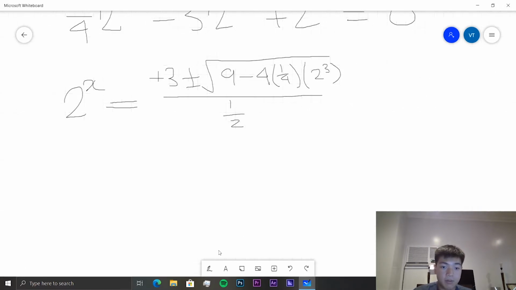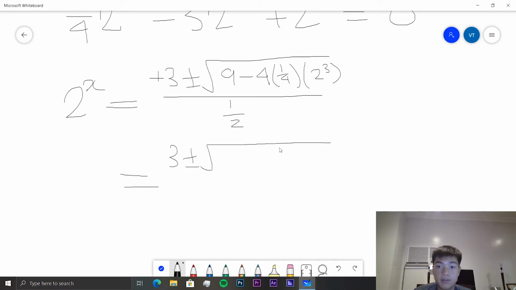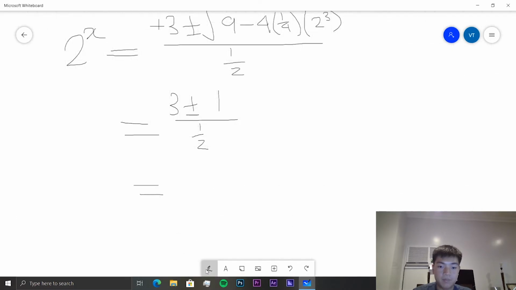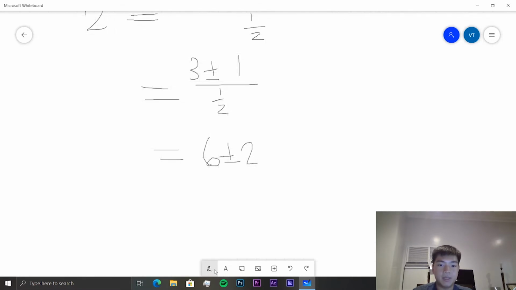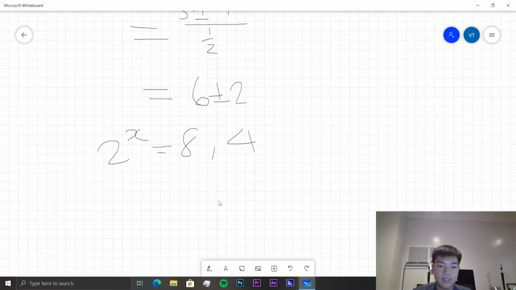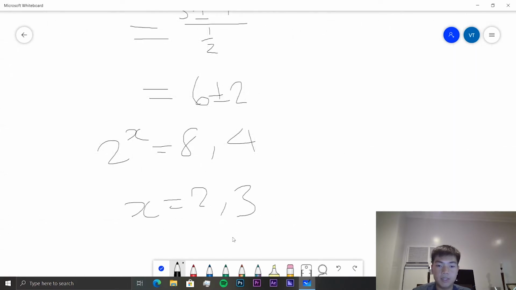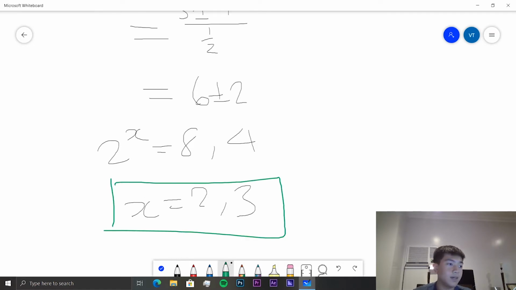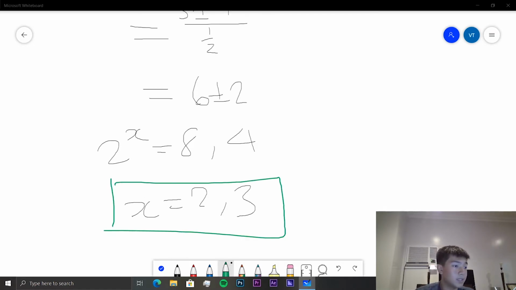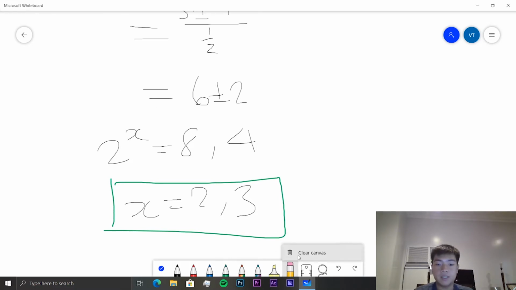So this should be equal to 3 plus or minus the square root of 9 minus 8, so 3 plus or minus 1, over 1/2. So this should be equal to 6 plus or minus 2. So 2 to the x equals 6 plus or minus 2, so 2 to the x is equal to 8 or 4. So x is equal to 3 or 2. So yeah, I think we have two answers for that. That seems pretty good. Okay, on to the next question.